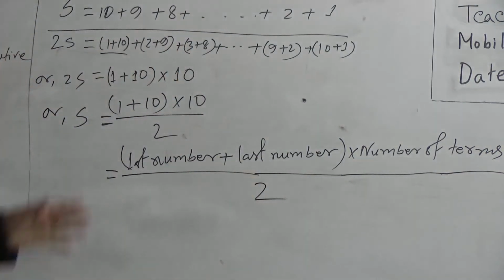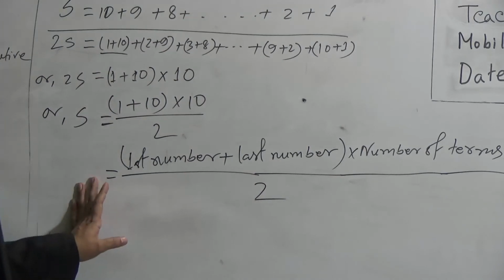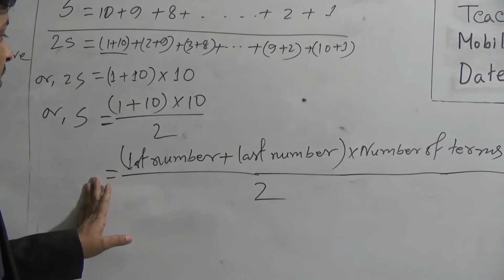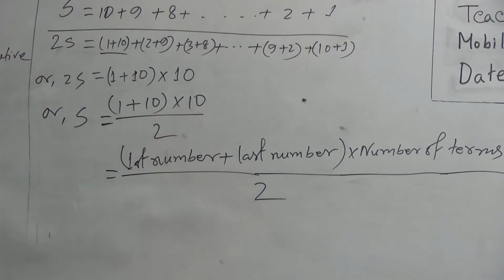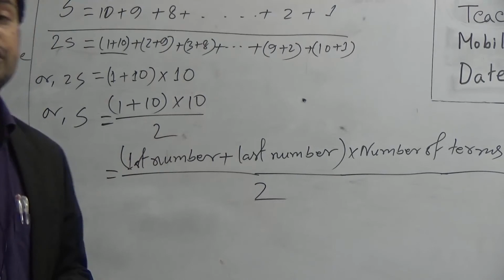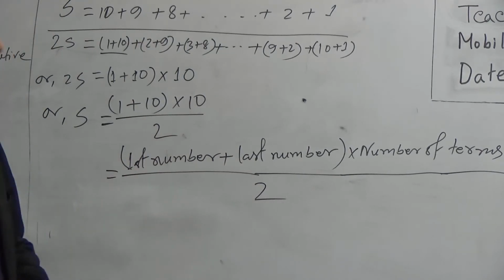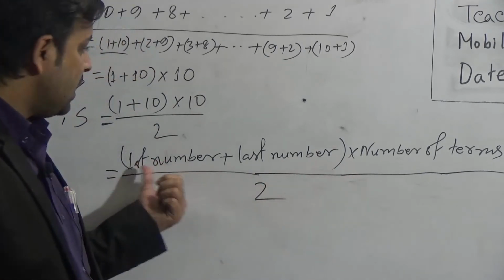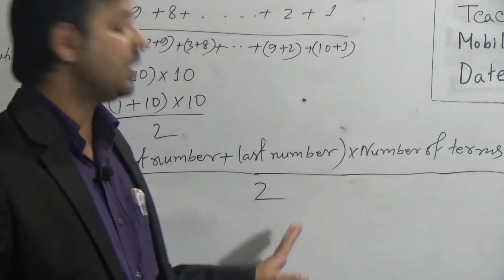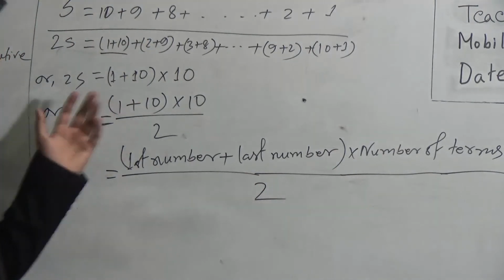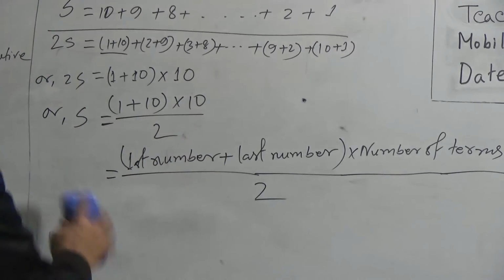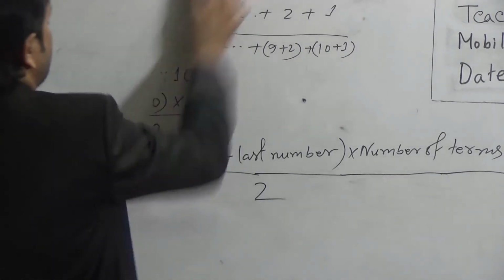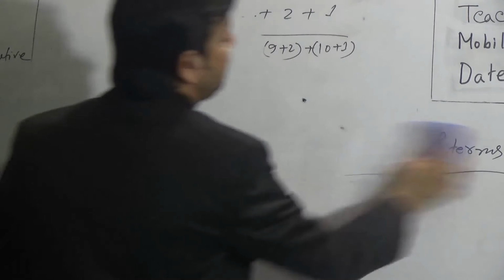So this is the formula for determining the sum of the first n consecutive natural numbers. If we want to determine the sum of the first 100 consecutive natural numbers, then just put here 1, that is 100, and here 100, then you will get the value. Okay, dear students, I hope you have understood the discussion for determining the sum of consecutive natural numbers.